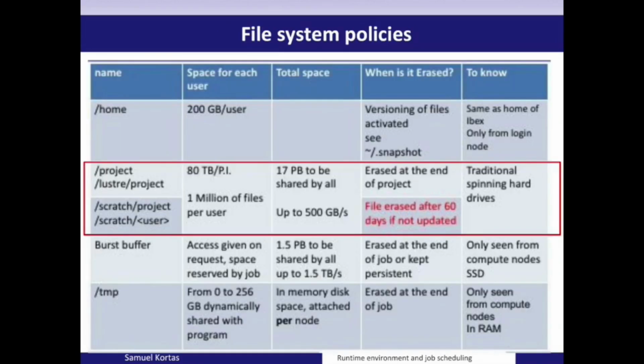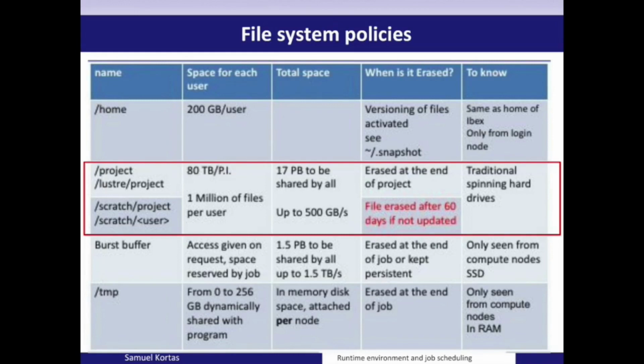/project and /scratch are 2 different zones of our Lustre file system. This file system is a parallel file system of 17 petabytes built on top of traditional spinning hard drives interconnected with a high-speed network. Lustre is designed to deliver high bandwidth up to 500 gigabytes per second. Its features are the same whether you use /project or /scratch. But the deletion and storage policies of these 2 zones differ.